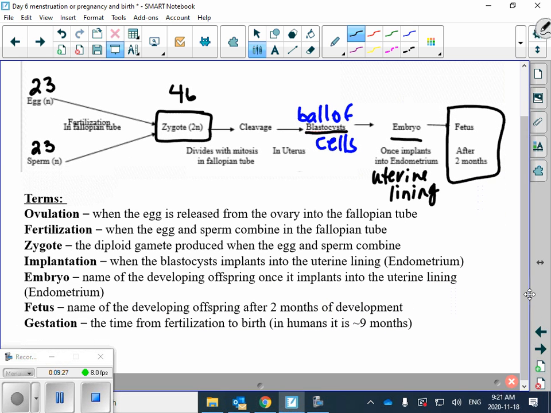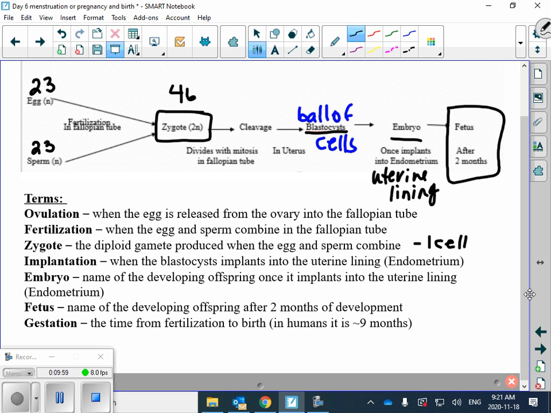So we've been practicing some terms, we've been using some of these, but the terms you need to know are ovulation. That's when the egg is released from the ovary. Fertilization is when the egg and the sperm unite, and again, it happens in the fallopian tube of the female. The zygote is basically that fertilized egg when it's one cell. So the diploid gamete, so 2 copies of the chromosomes now, 46 chromosomes in humans, that's produced when the egg and the sperm combine. And again, it's just a zygote when it's one cell.